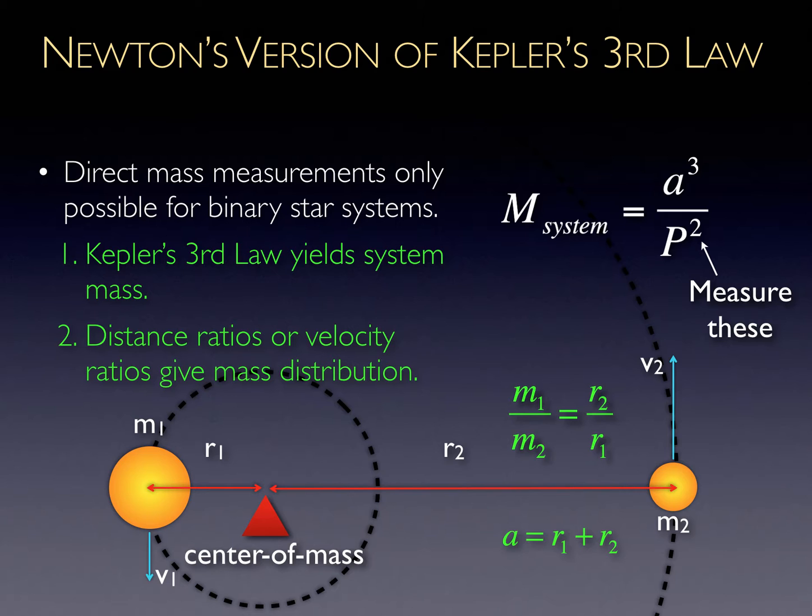Recall that the more massive the star, the less its speed around the center of mass point. For example, if a star is moving with an average speed that is only 1/4 the speed of its companion, or if that star is found to be only 1/4 the distance to the center of mass point than its companion, then that star has 4 times the mass of its companion.